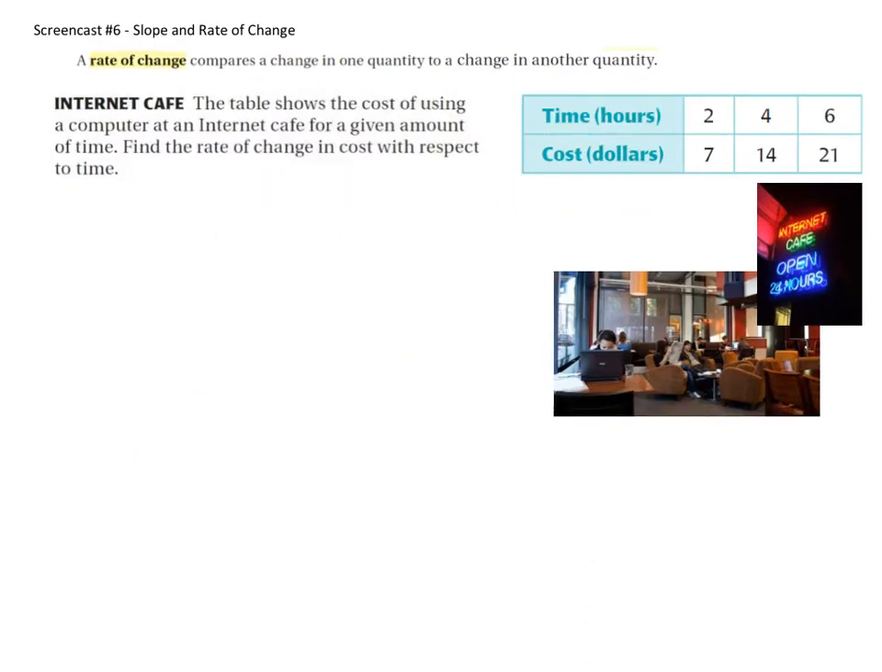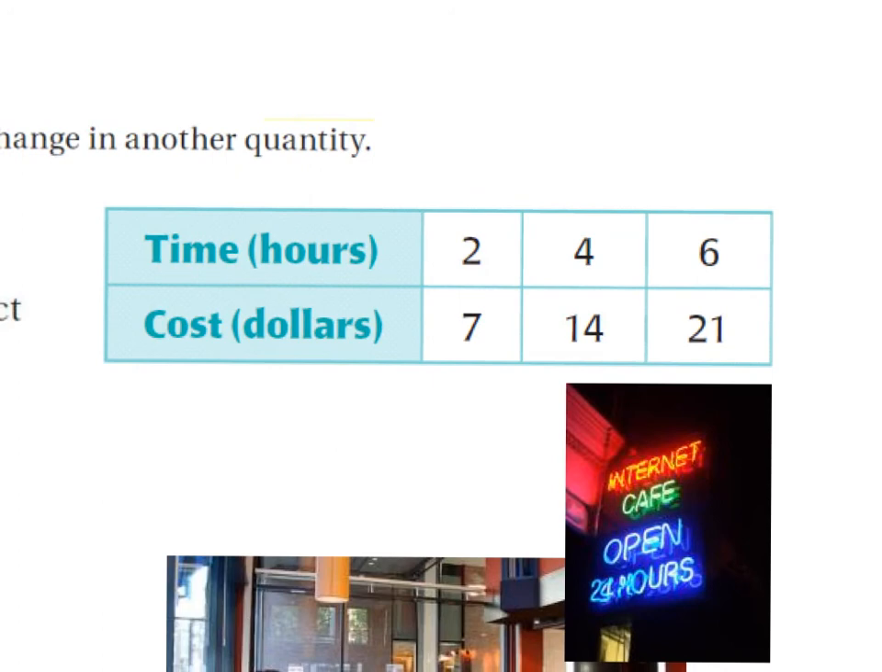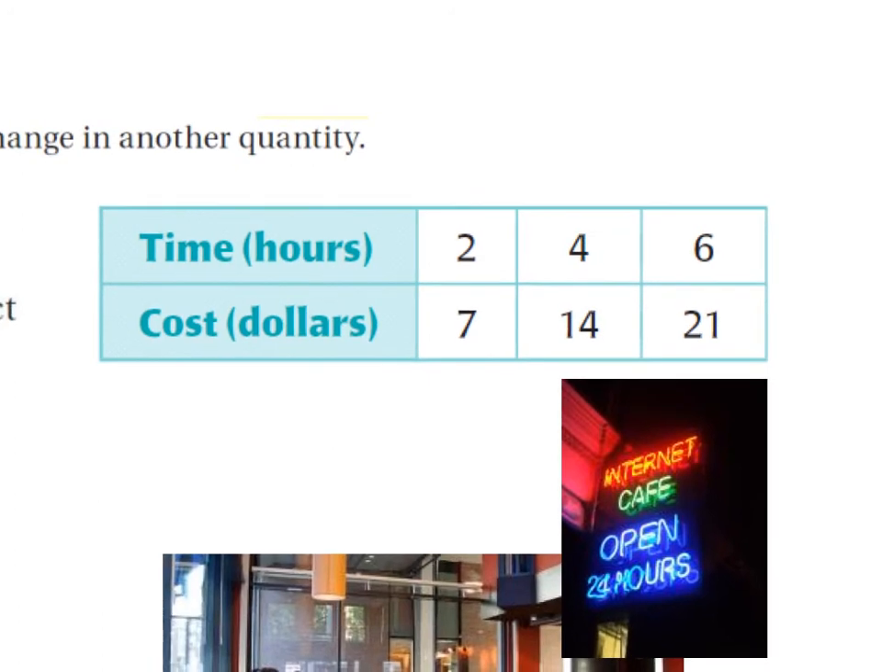To find our ordered pairs, what we can do is simply look at the data that we're given. All right, let's look at that. This time in hours, this cost in dollars. We can create 3 ordered pairs based on this. Remember, we said time is x and cost is y, which means anything in the time row would be our x value, and anything in the cost row would be our y value.